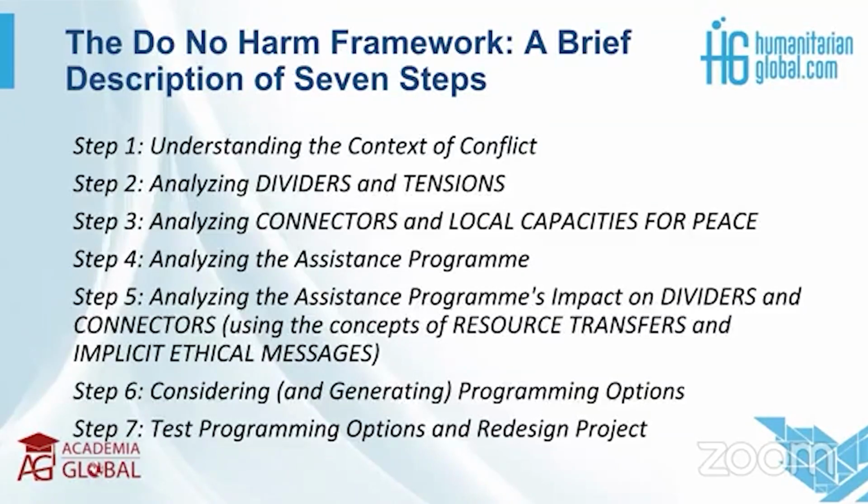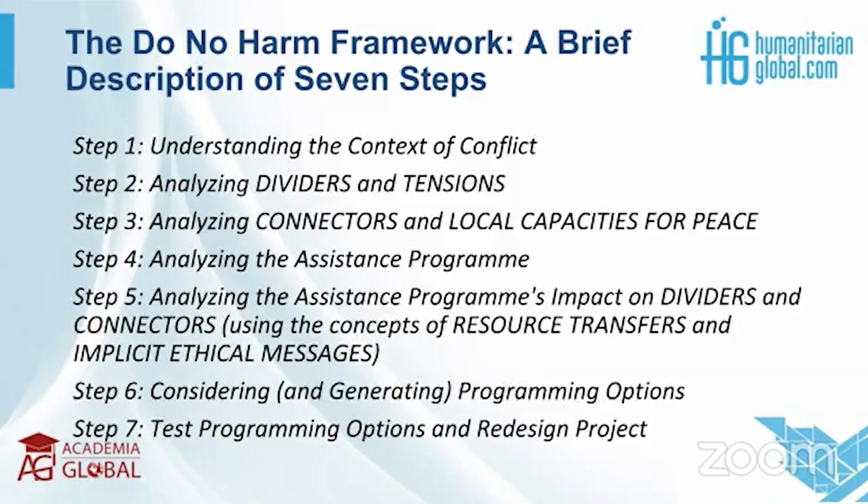If we find that we have overlooked some local peace capacities or connectors, then we can redesign our program so that we don't miss the opportunity to support peace. Then lastly, step number 7: once we have selected a better programming option, it is important to recheck the impact of our new approach on the dividers and connectors. So step 5, you've analyzed and identified the issue. Step 6, you've corrected and come up with a suggestion. Step 7, you test that suggestion again using the same process in terms of the dividers and the connectors.